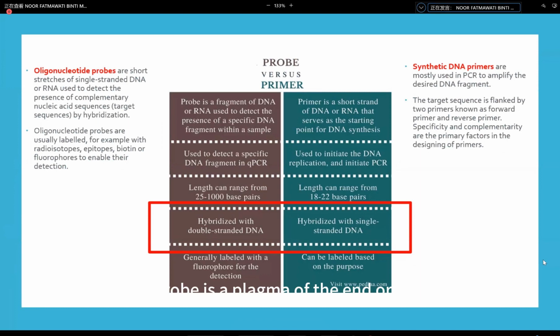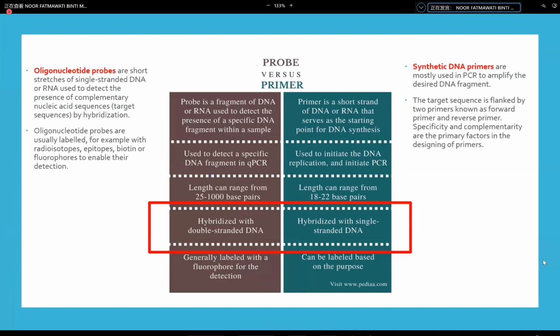A probe is a fragment of DNA or RNA used to detect the presence of a specific DNA fragment within a sample. And a primer is a short strand of DNA or RNA that serves as the starting point for DNA synthesis. So a primer is something that when it binds, it amplifies. A probe binds and then it stays there. It doesn't need to be amplified. Okay, so that's the difference between probe and primer.